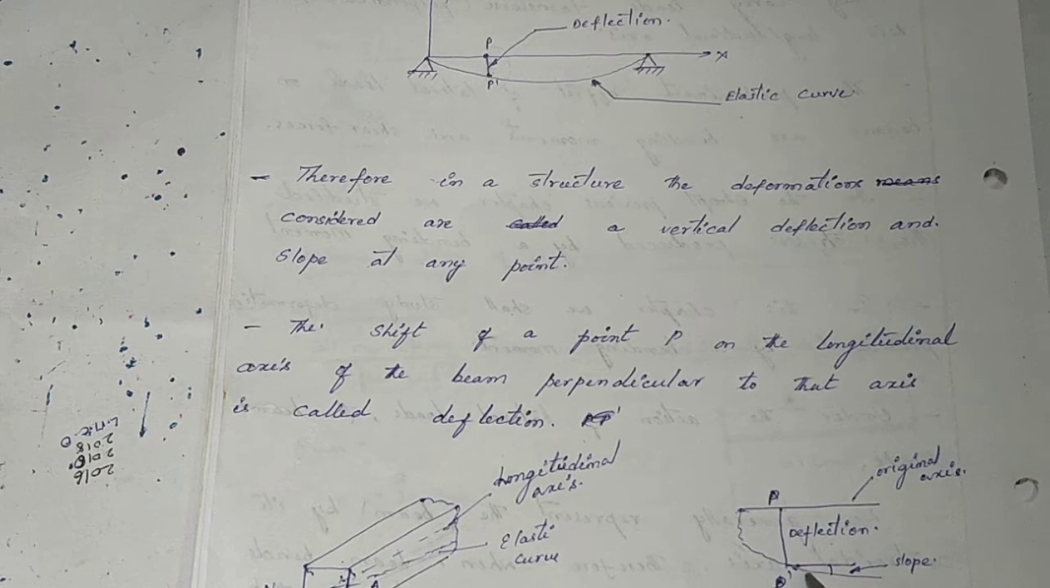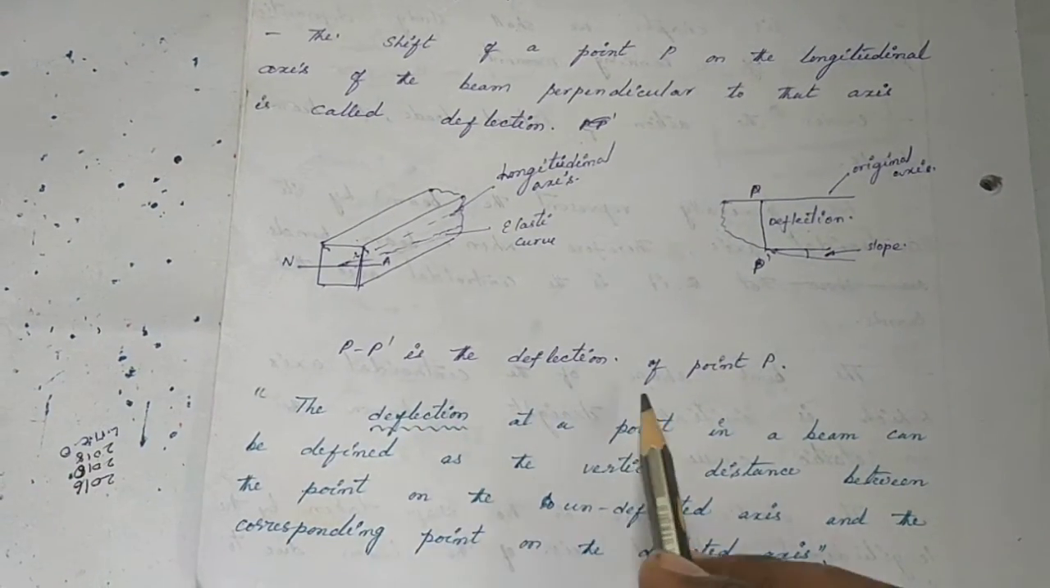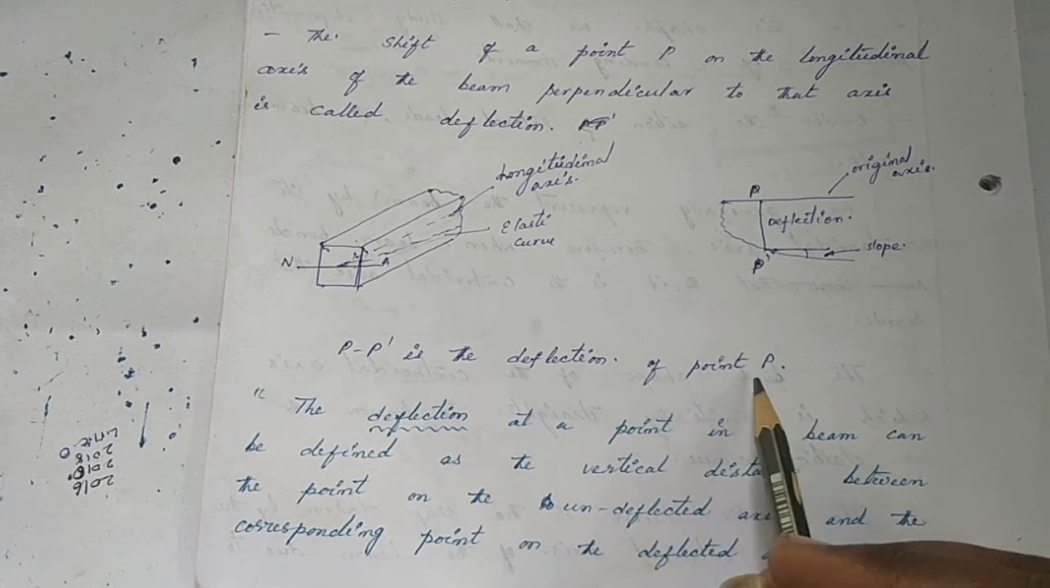Next, we need to draw one tangent to the curve at a point P dash on the elastic curve. The angle between the original axis and that tangent is known as slope, where P dash is the deflection of the point P.